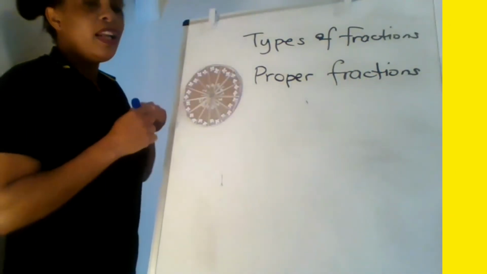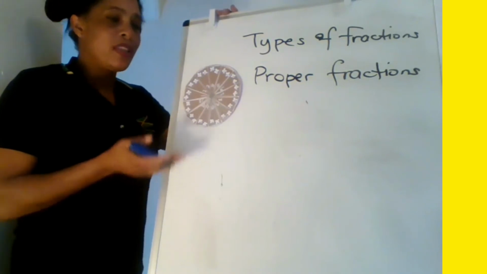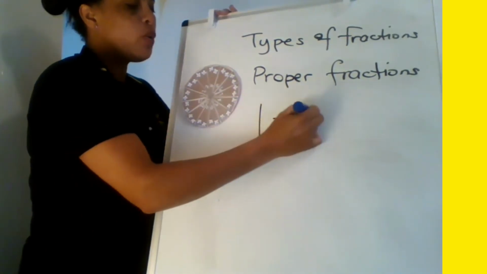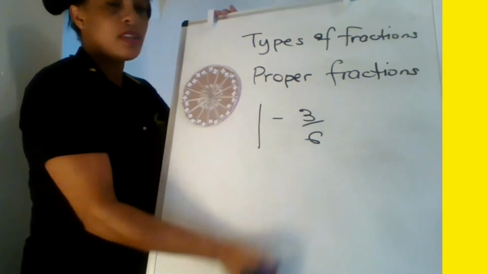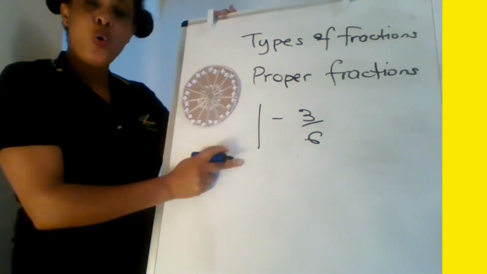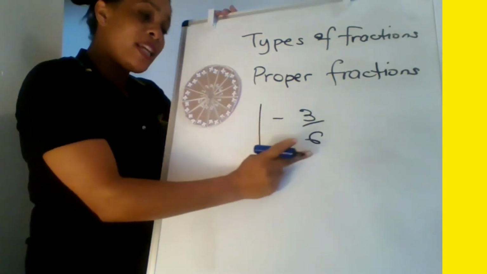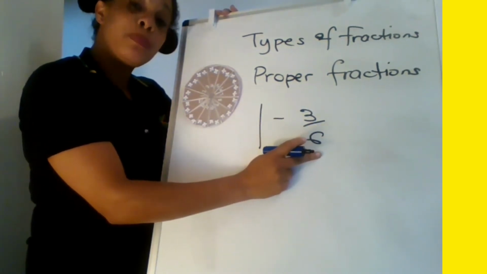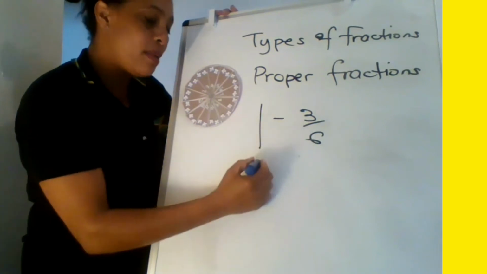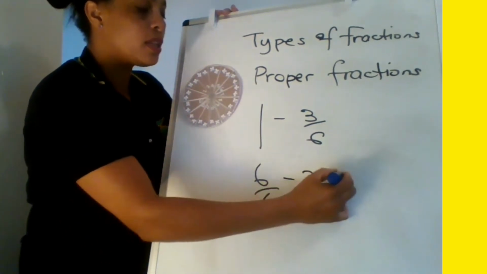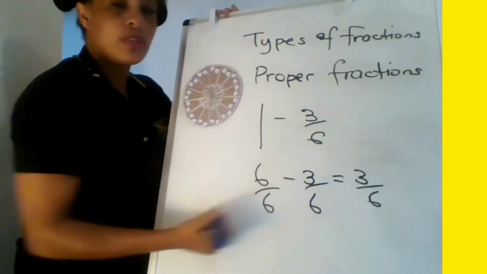Let's look at another question that could come up on proper fractions. If I have 1, take away 3 over 6. How are we going to do that? 1 whole take away 3 out of 6. What you need to look at is that the cake is cut up into 6 parts. So this is the same thing as saying 6 out of 6, take away 3 out of 6. And our answer is 3 out of 6.